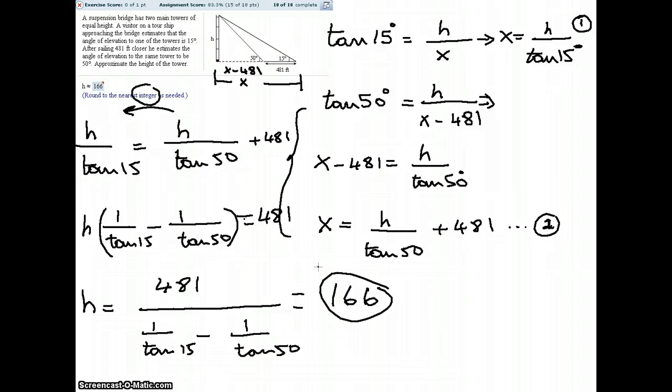So basically all we did here, we worked on two triangles, the big one with angle 15, and we assumed this total distance here to be x. Because this is given to be 481, then this would be x minus 481. We did the tangent on both angles. We solved for x so I can have all my answers in terms of h. And then I equate x to x, and then I solve for h. And that would be the final answer.